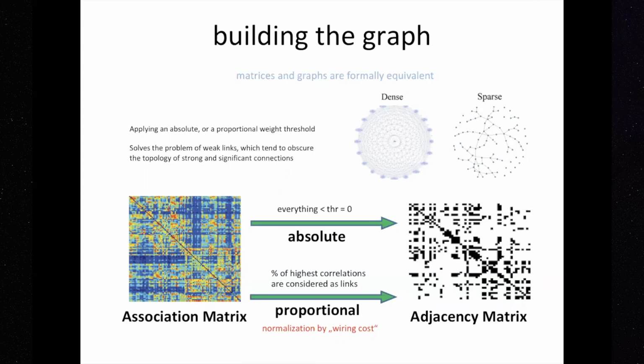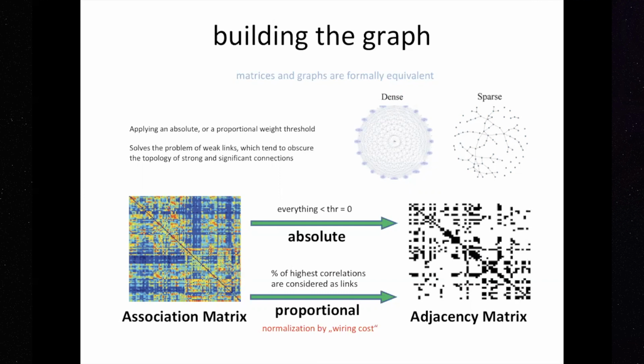We can apply an absolute or a proportional weight threshold. The weight would mean the weight of the respective connections. And this will immediately solve the problem of really weak links, which tend to obscure the network topology of strong and significant connections. So basically the backbone structure of the network, which I talked about previously. In the absolute thresholding, everything below a certain threshold is just set to 0, and in the proportional thresholding, a respective proportion of the highest correlations is considered as links.